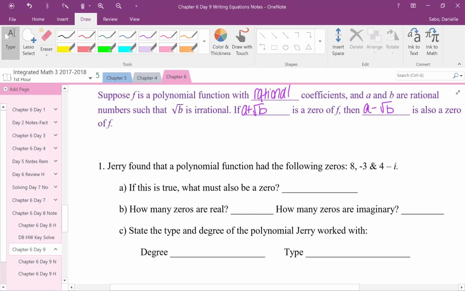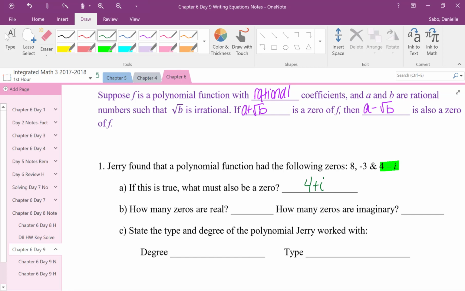Jerry found that a polynomial function had the following zeros: 8, -3, and 4 minus i. In this situation, that 4 minus i is going to be what theorem? The first one, the complex conjugate. So what also is going to be a zero in this situation? Yeah, 4 plus i. Whenever you have an imaginary number, there has to be the duplicate, the opposite of it.